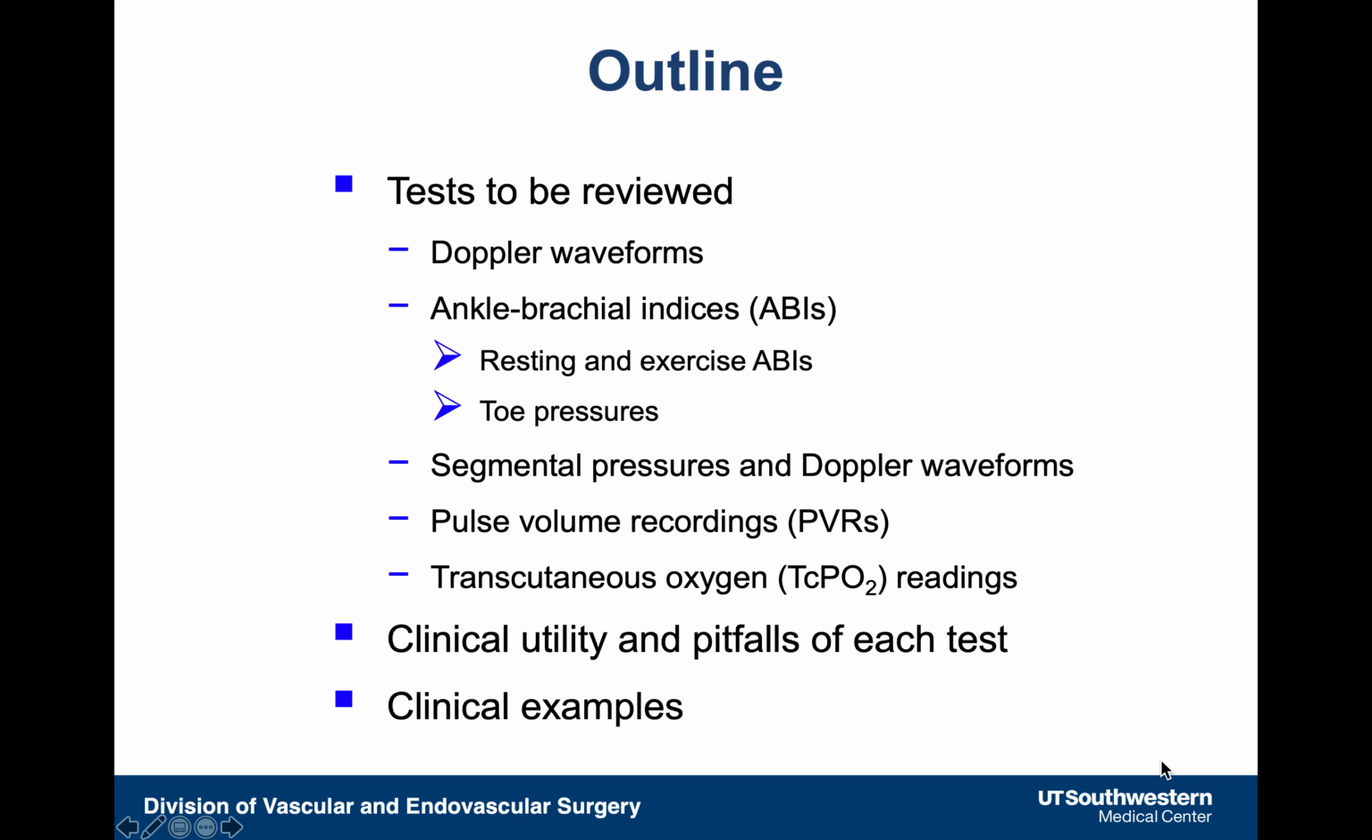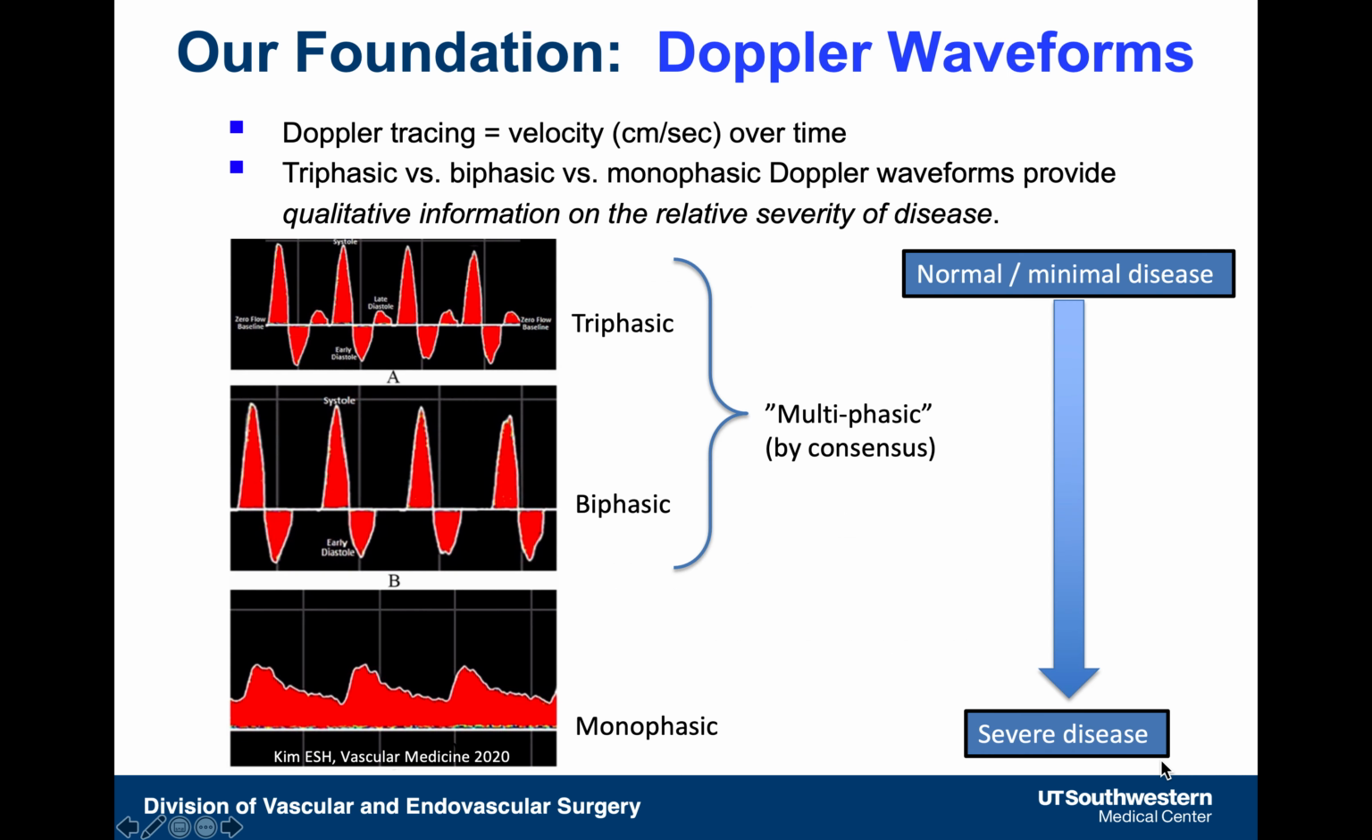So today we're going to speak about several non-invasive physiologic tests performed on the lower extremities. Those include Doppler waveforms, ankle brachial indices, both resting and exercise ABIs, toe pressures, segmental and Doppler waveforms, pulse volume recordings, and transcutaneous oxygen readings. We're going to speak briefly about the clinical utility and pitfalls of each test and provide a series of clinical examples to reinforce some of the lessons that we'll learn.